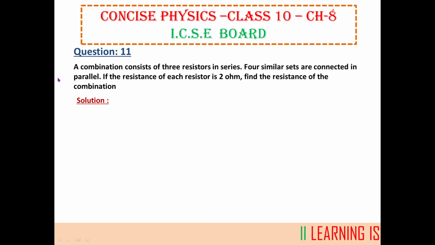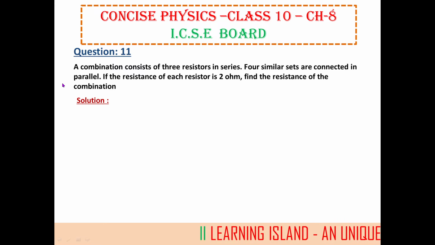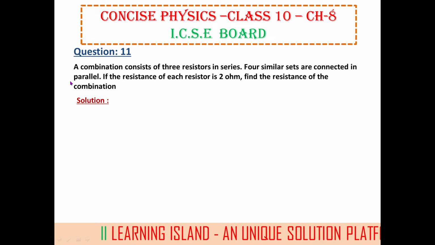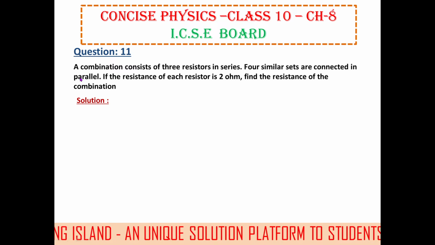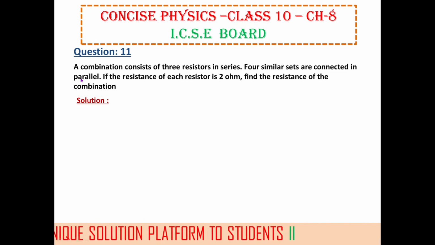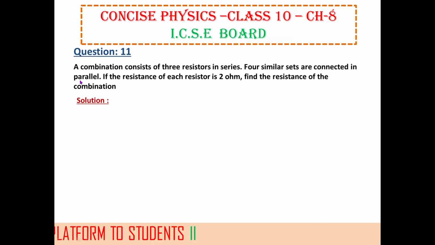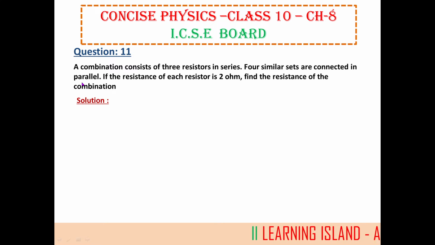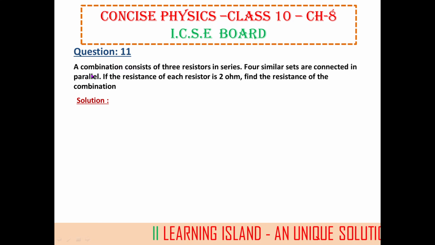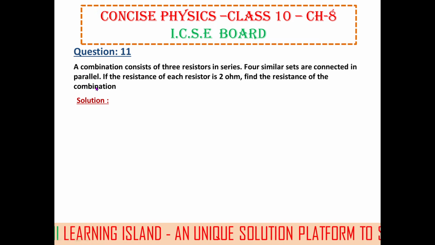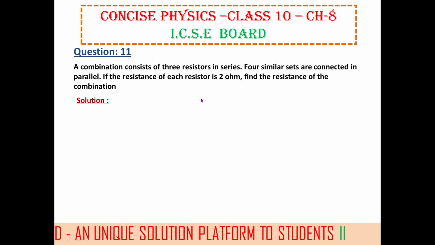Today we start with question number 11. It is given that a combination consists of 3 resistors in series. 4 similar sets are connected in parallel. If the resistance of each resistor is 2 ohm, find the resistance of the combination. First of all, let us draw the diagram, then it will be easy.